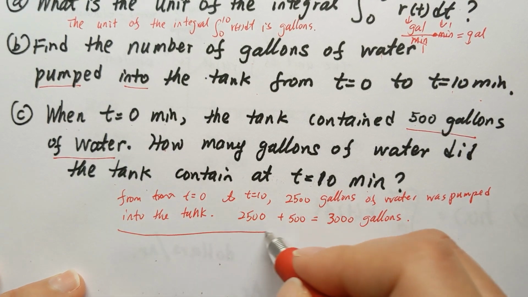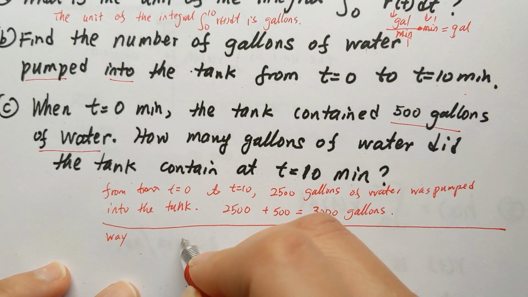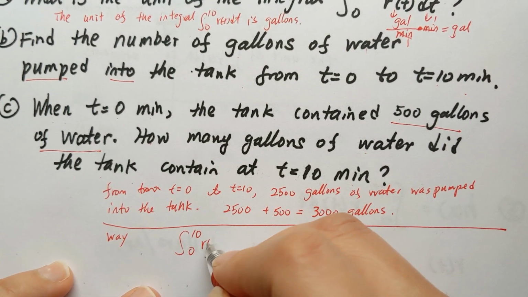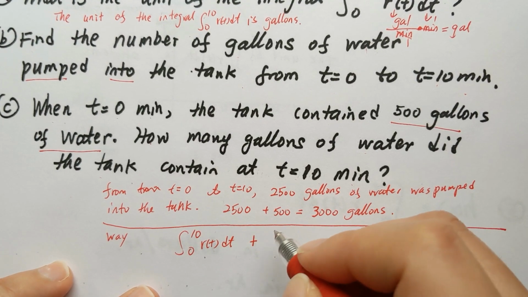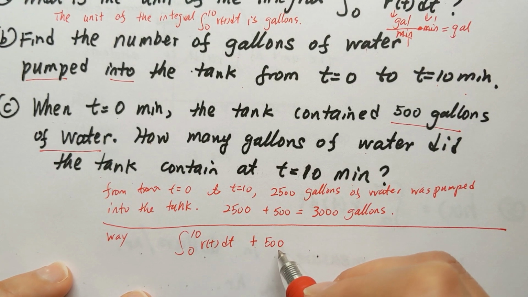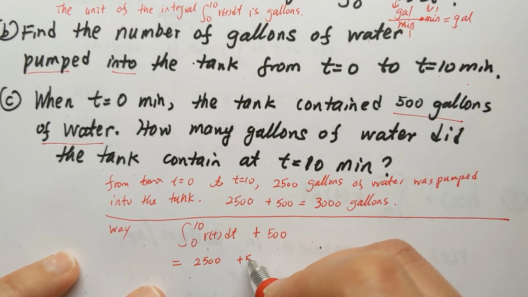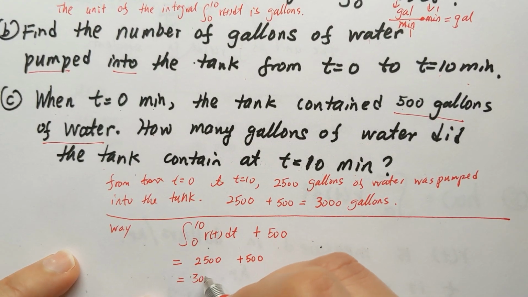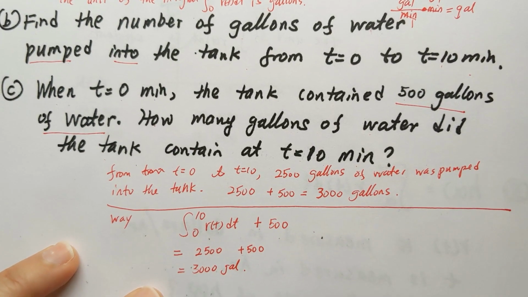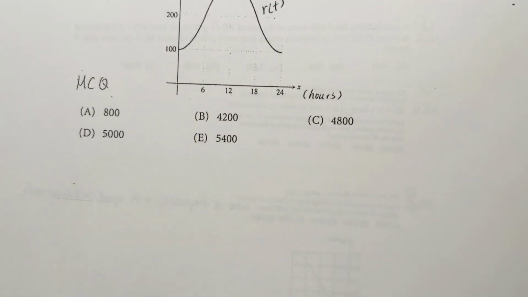Some people ask, is there another way to show the work? Yes. You may want to write the integral from 0 to 10 of R(t) dt plus 500: how much was accumulated, plus the initial amount. From part B, we got 2,500, and then plus our initial amount, altogether we get 3,000 gallons. Now we finished question number 6. Let's take a look at number 7.